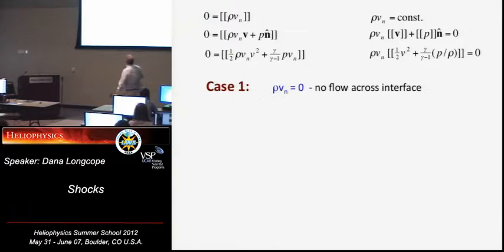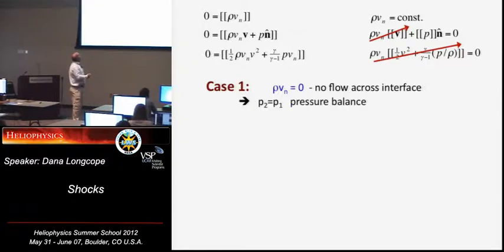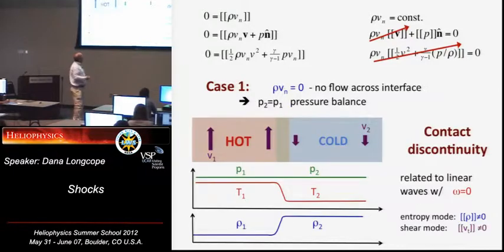One is if this constant is 0. It could be, if the normal velocity were 0, then these shock conditions are going to look very different. There's no flow across the interface. In that case, we have only one constraint. There's no jump in the pressure, because that goes out and that goes out. So the pressure has to balance across it, and we have what's known as a contact discontinuity.